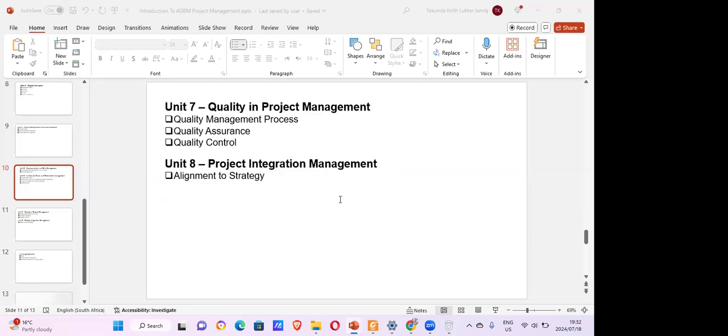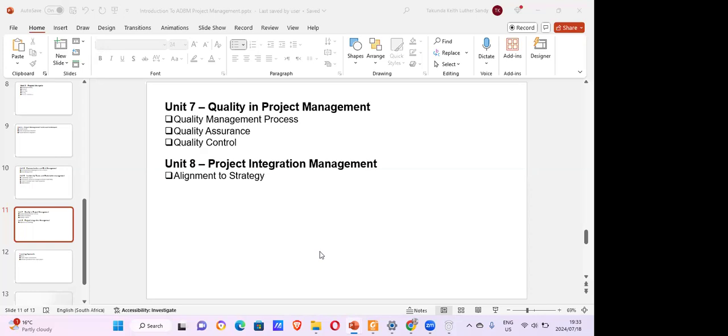All right. Then we look at quality in project management. Obviously, when we talk about quality, we are looking at the ability of a product or a service to meet or exceed the expectations of stakeholders. And as I said, stakeholders are individuals, groups or organizations with an interest in the project. So when we talk about quality, we look at quality management processes, quality assurance and quality control.